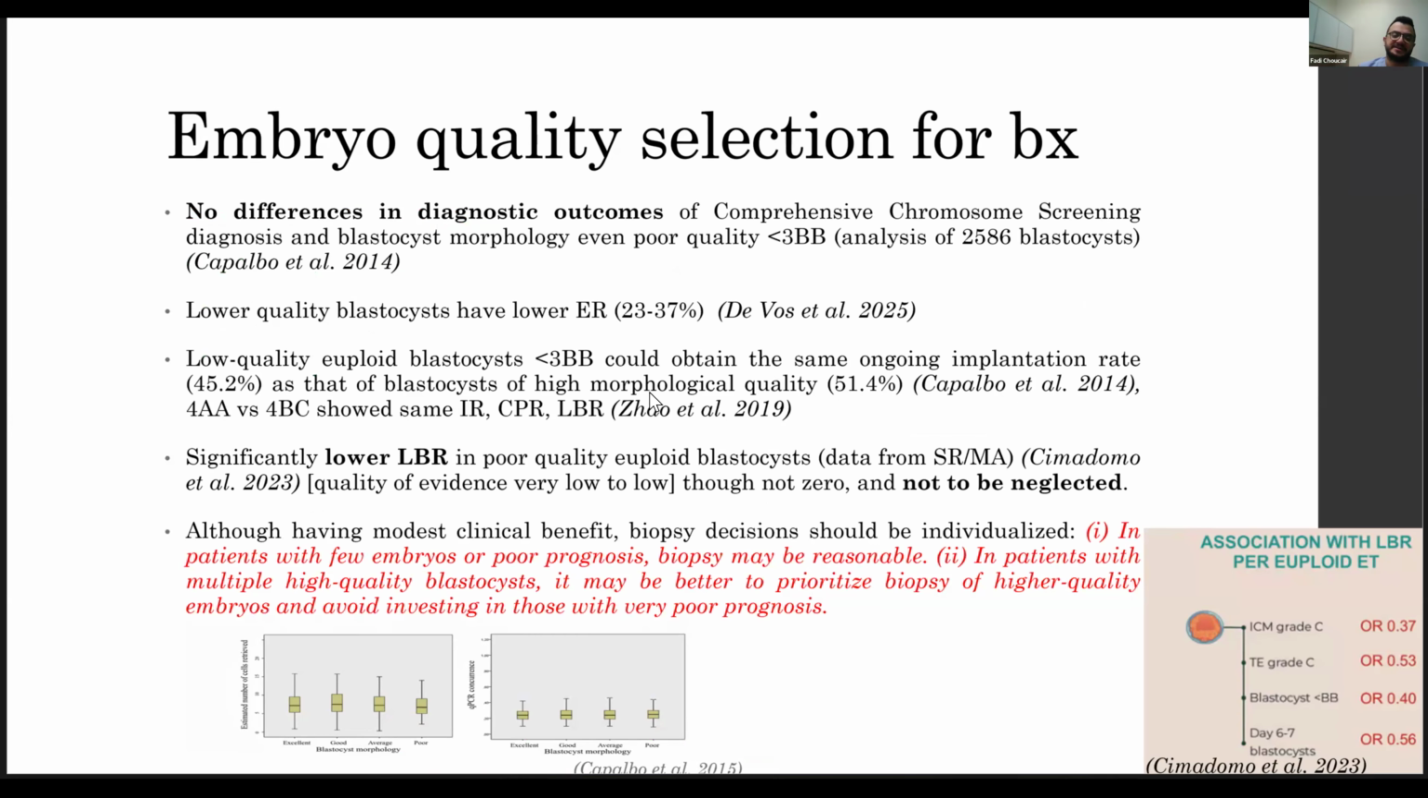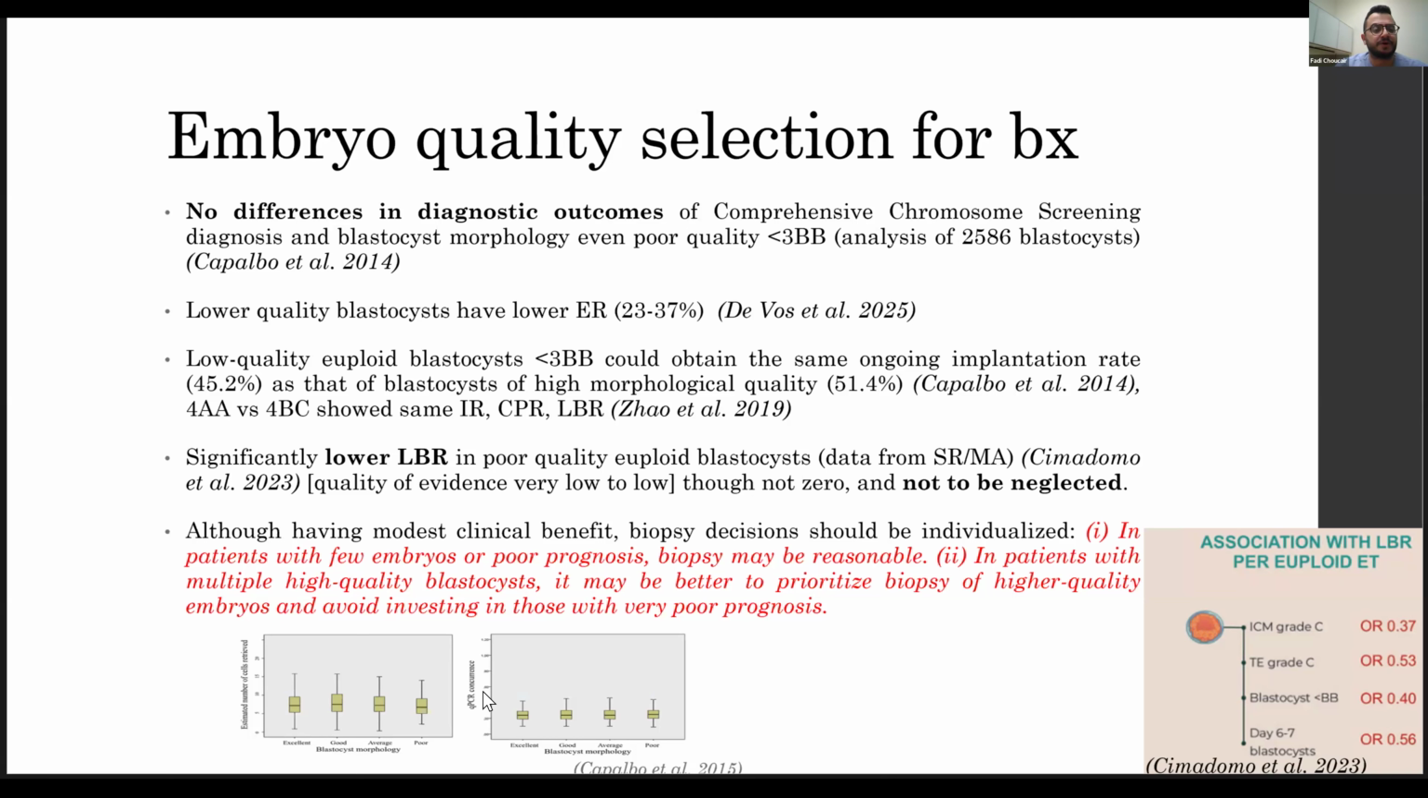So that's for the pre-hatching. Now, which embryo to choose? Which embryo is the candidate to select for biopsy? Also, data from Capalbo, from a large data set, showed no difference in diagnostic outcomes. And blastocyst morphology, as we see here in the bottom figure, irrespective of the blastocyst morphology, even poor quality embryos, showed no difference in diagnostic outcomes.